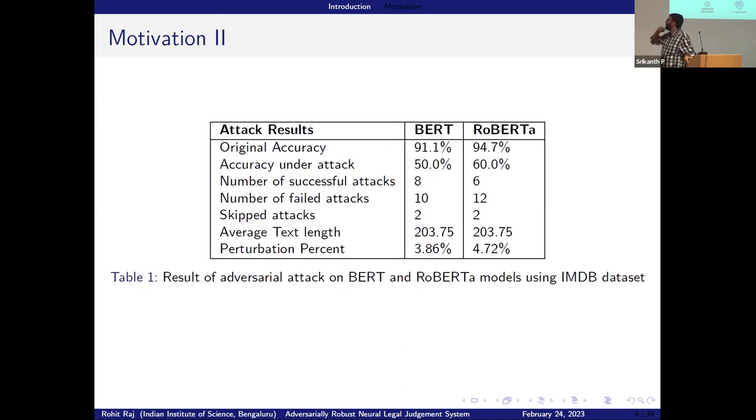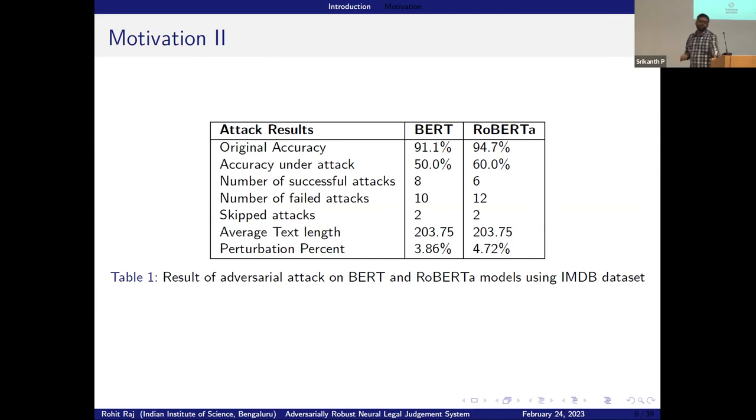We use two models, BERT and RoBERTa, which are heavily used for legal judgment prediction, and we try to attack them adversarially. We are using an IMDb dataset for the adversarial attack. We took 20 examples and fed them to both of the models, and these were the adversarial examples. Initially the original accuracy of these models was around 90%, but after the adversarial attack, the accuracy decreased to around 50 to 60%. The text length was around 200 and the perturbation was below 5%.